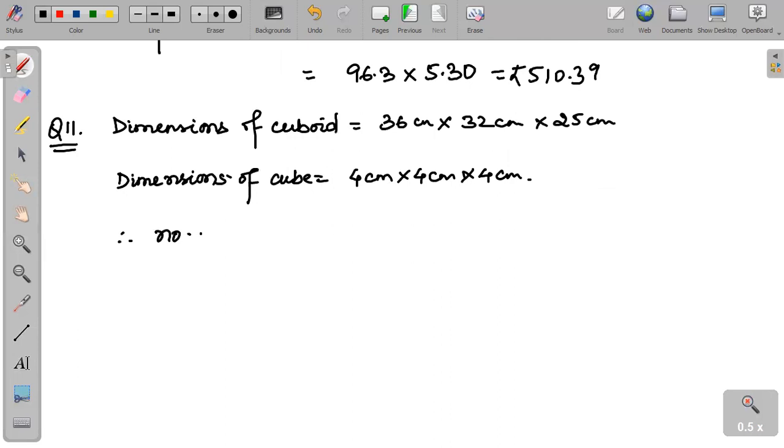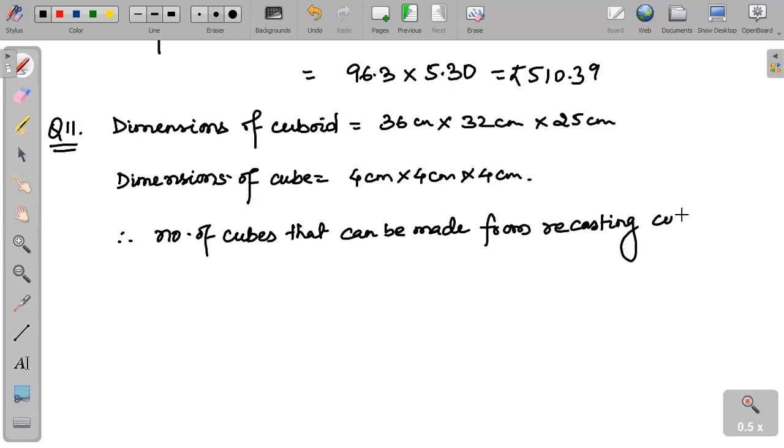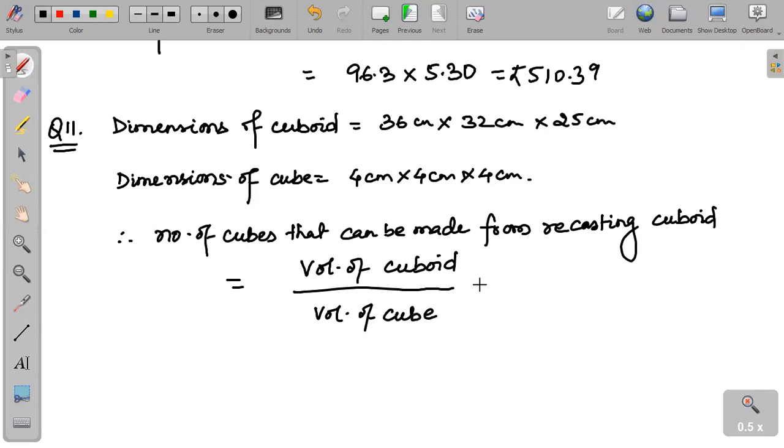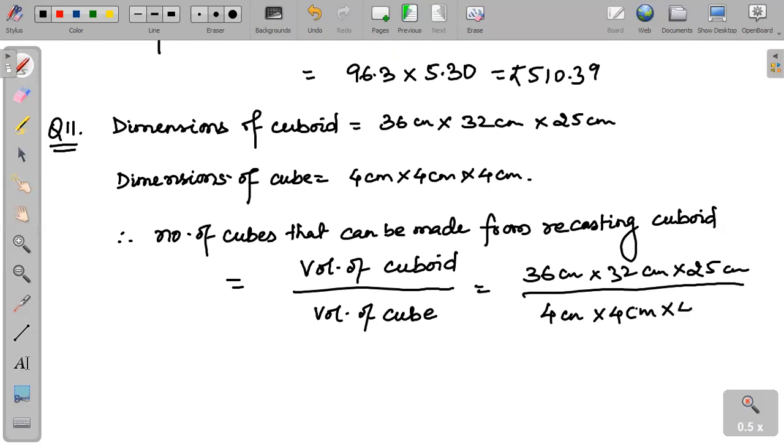Therefore, number of cubes that can be made from recasting cuboid is equal to volume of cuboid divided by volume of cube, which is equal to 36 centimeter into 32 centimeter into 25 centimeter divided by 4 centimeter into 4 centimeter into 4 centimeter.